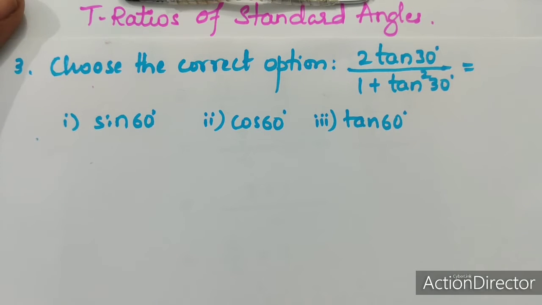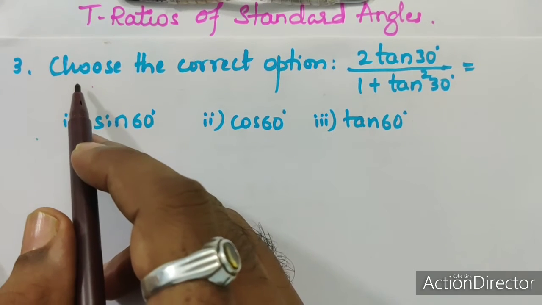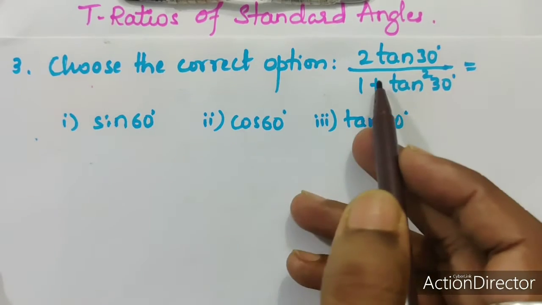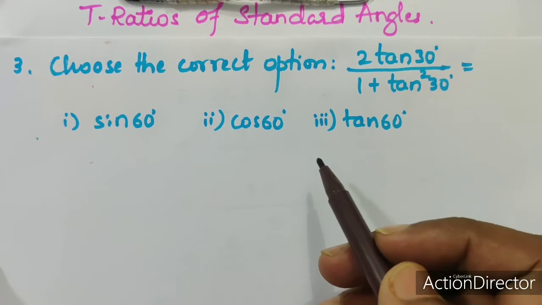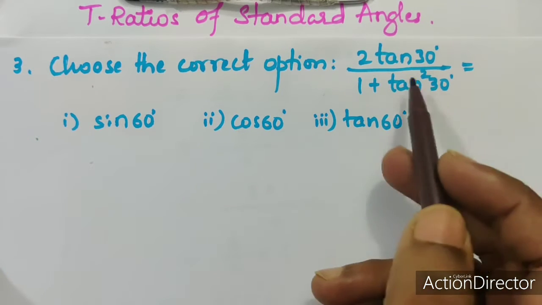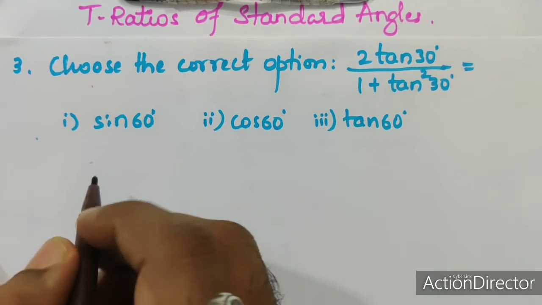Hi students, let us solve some more problems based on trigonometric ratios of standard angles. We have the next question: choose the correct option for this. These are the three answers given. We will find which answer suits this. So let us quickly take the question.